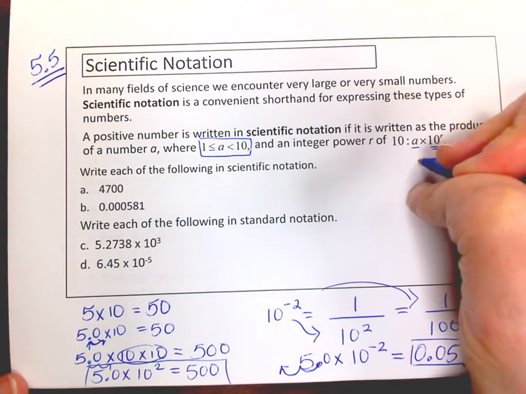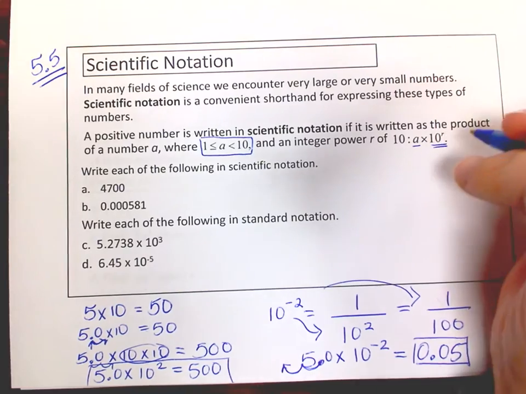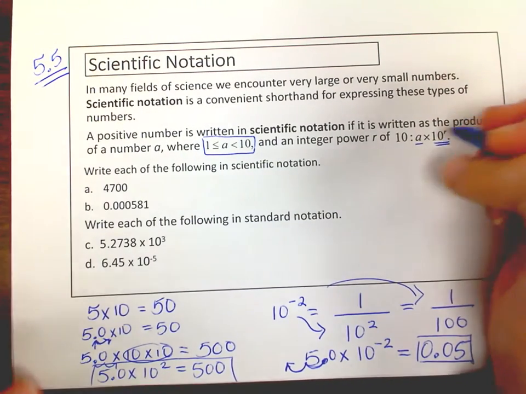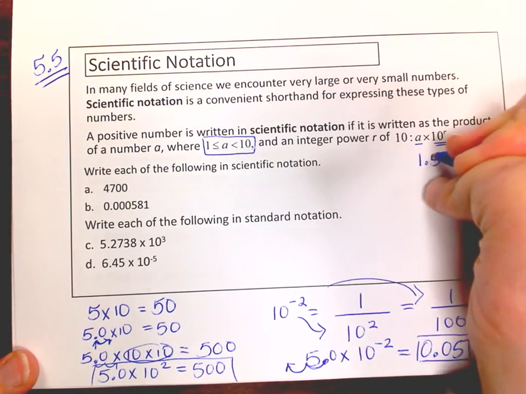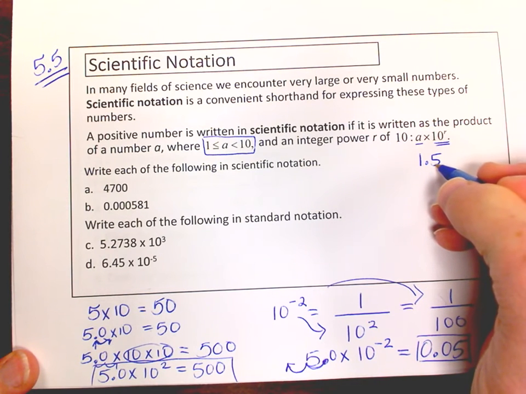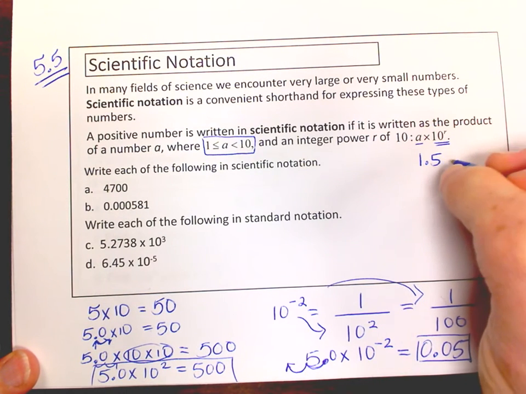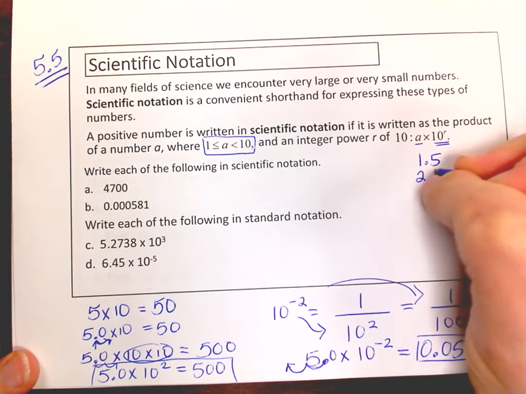So basically what that means is there's only one digit before the decimal that's not a 0. For example, 1.5 is greater than 1 and it's less than 10. Okay, 2.6.